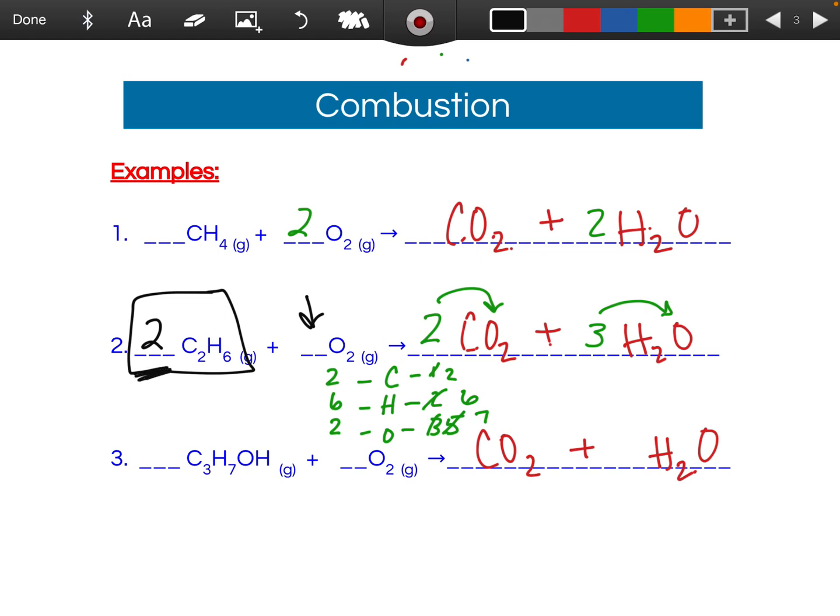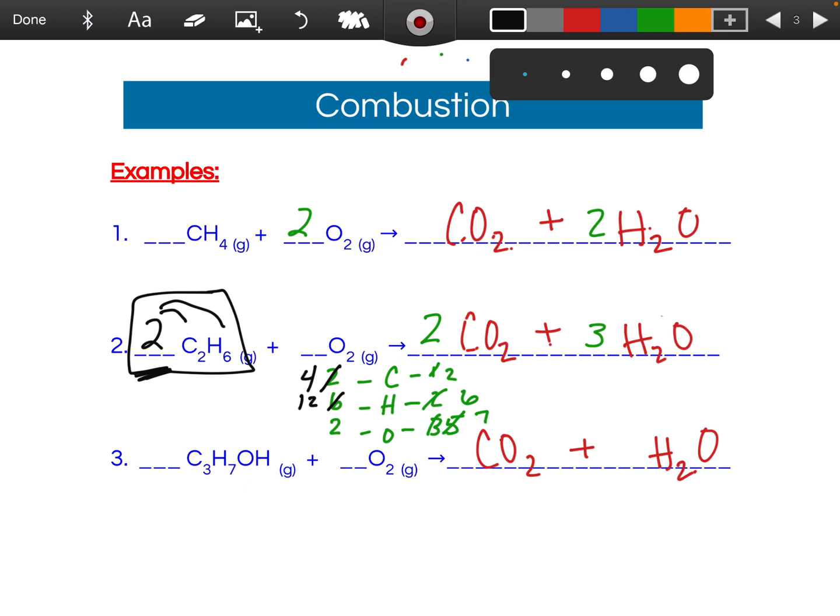So if we put a 2 here, that would give us 4 carbons. Here we have 12 hydrogens. I'm going to erase this little arrow so I can keep changing. All right, so now carbon is off again. So I need to change the coefficient in front of CO2 to make it a 4.